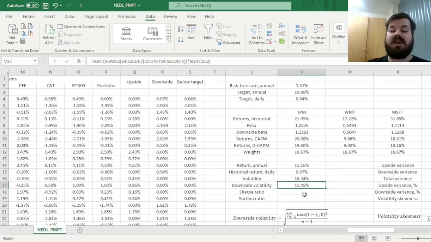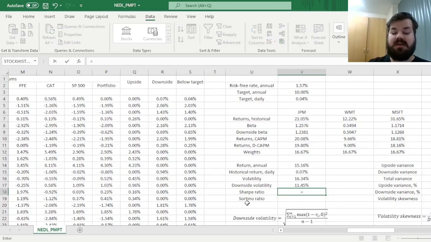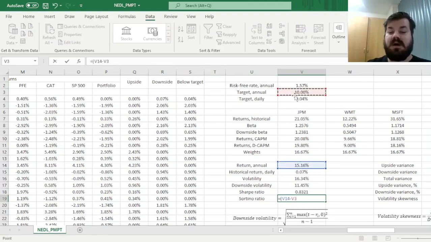And now, for the Sharpe ratio and Sortino ratio, we need to implement the respective risk-adjusted return procedures. For the Sharpe ratio, we subtract the risk-free rate from our annual return and divide it by annualized volatility, getting a Sharpe ratio of 0.83. And for the Sortino ratio, we need to subtract the target from our annual return, subtracting annual targets from annual returns, and dividing it by the annualized downside volatility, giving us a figure of 0.45.